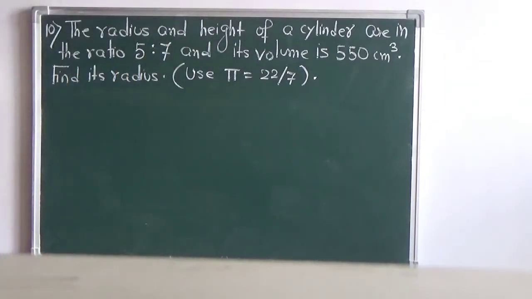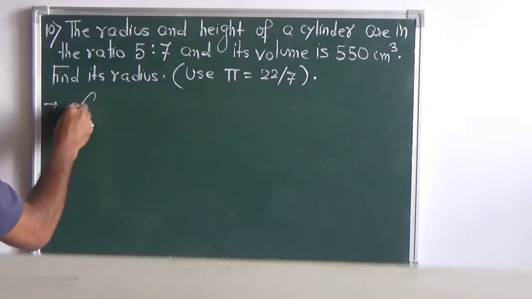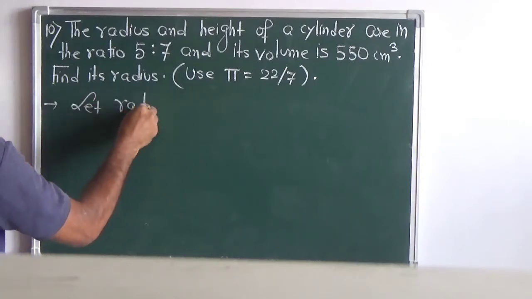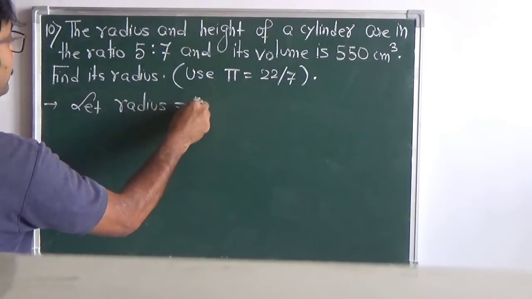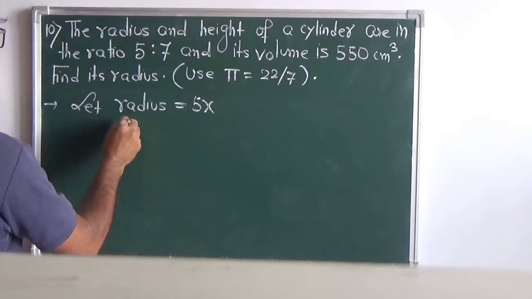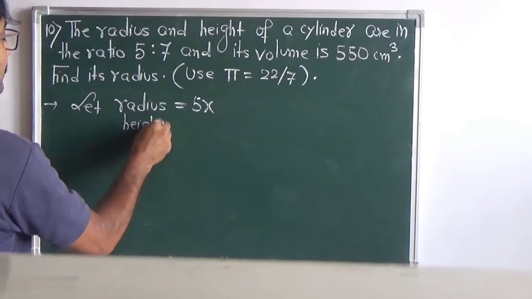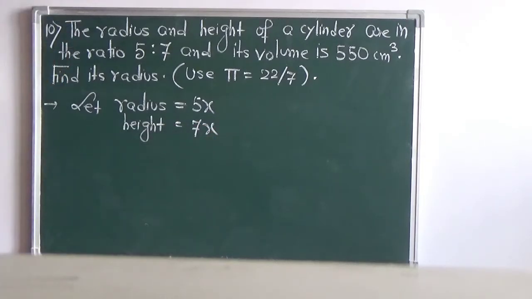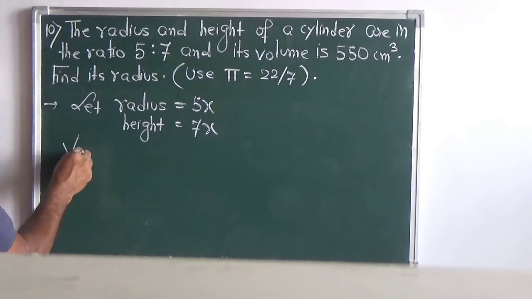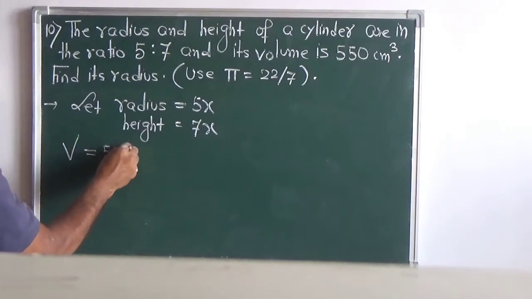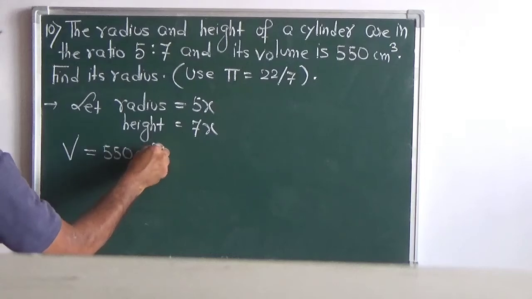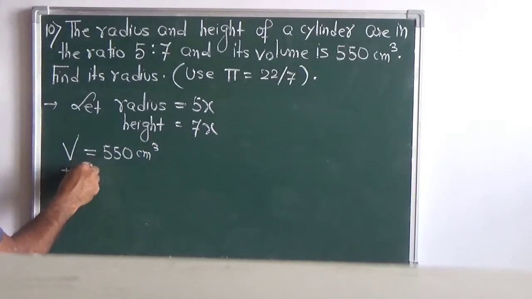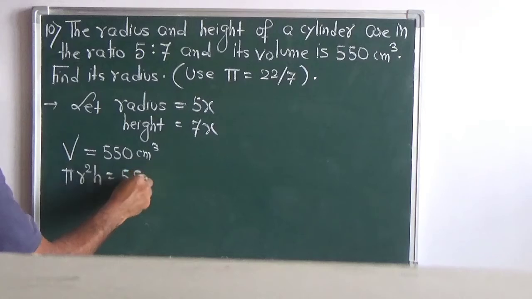So the question is, the radius and the height of a cylinder are in the ratio of 5:7. So we can take, let the radius be equal to 5x and the height we can take as 7x. Now the volume is given as 550. The volume V is given as 550 centimeter cube. So the volume is pi r square h equals 550.